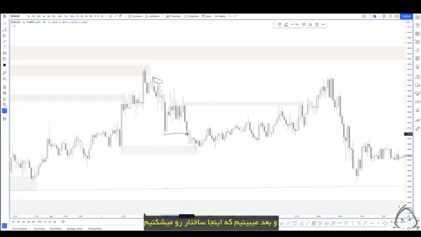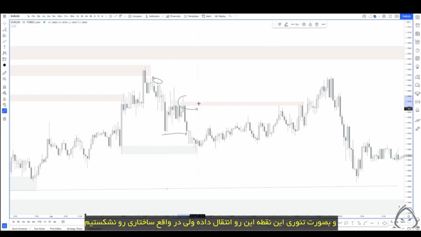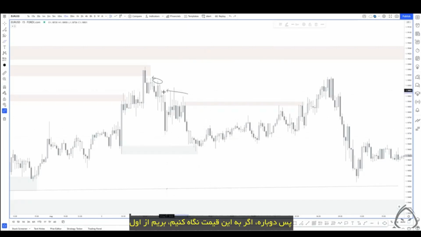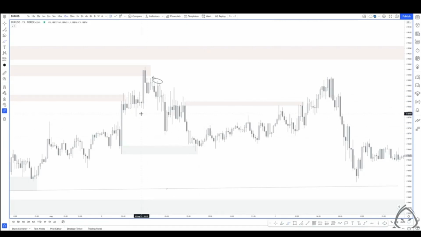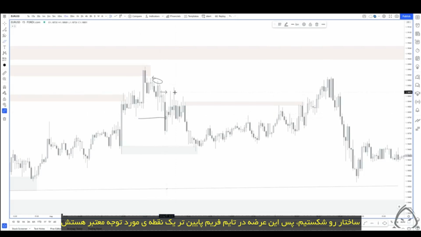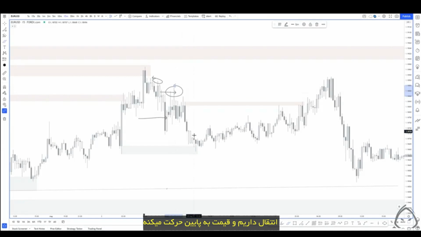Then we can see that we break structure here, and this point does in theory mitigate this, but we don't actually break structure. So again, if we're looking at this little bit, we'll just go back. So we broke this structure, therefore it validates this POI as a supply zone on a lower time frame. We get that mitigation, and then price continues moving to the downside.